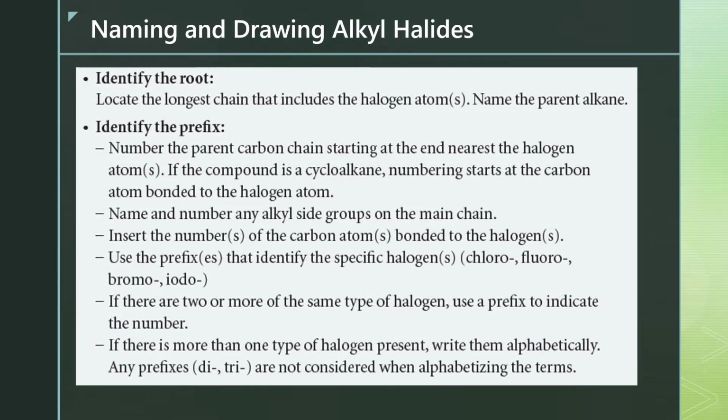If there are two or more of the same type of halogen, use a prefix to indicate the number. So if you had like 3 chlorines, you got to call it trichloro. Or if you had 2 fluorines, you got to call them difluoro. You got to put a prefix on those, right? And then if there are more than one type of halogen present, write them alphabetically.